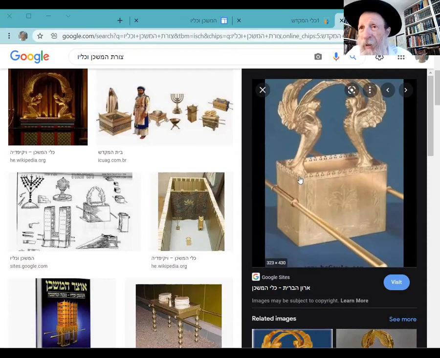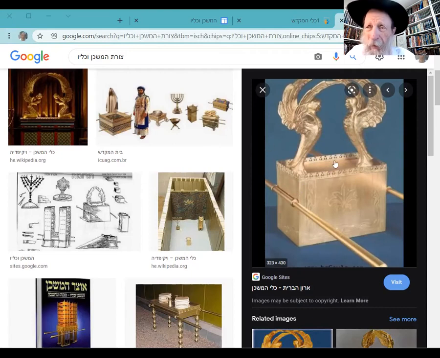That's the box. But here we have the covering of the box. That's called the Kaporet. And the Kaporet is a separate entity. Some people say it's even a separate vessel. In any case, the Kaporet was one big piece of gold, and it was pounded out from the inside to make these two statues come out of it. The top of it was one piece.